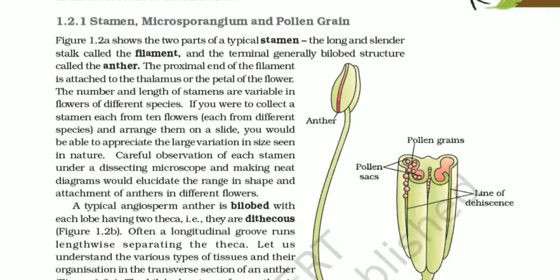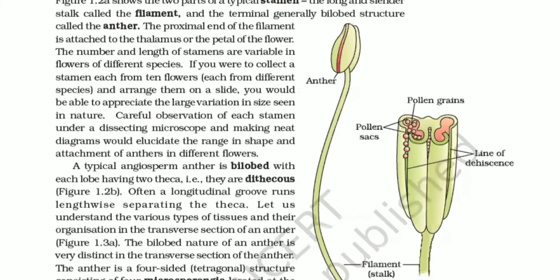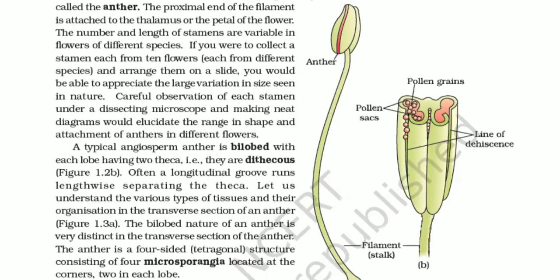1.2.1 Stamen, microsporangium and pollen grain. Figure 1.2a shows the 2 parts of a typical stamen, the long and slender stalk called the filament and the terminal, generally bilobed structure called the anther. The proximal end of the filament is attached to the thalamus or the petal of the flower. The number and length of stamens are variable in flowers of different species.